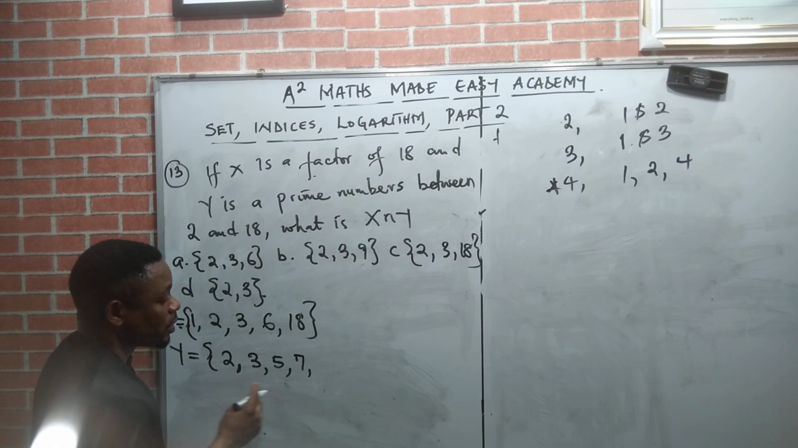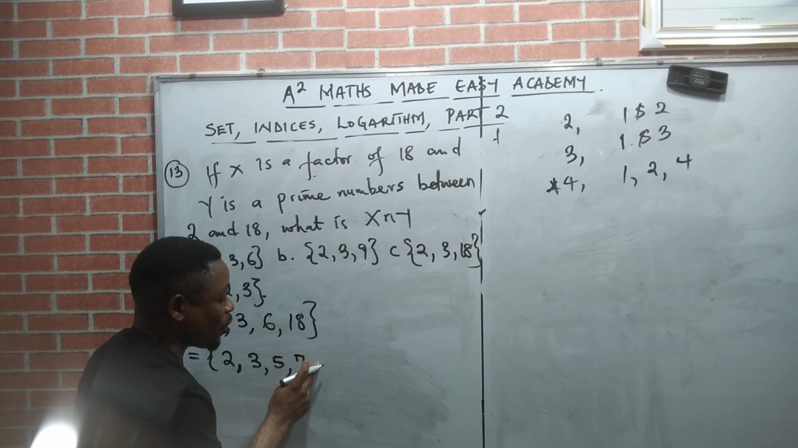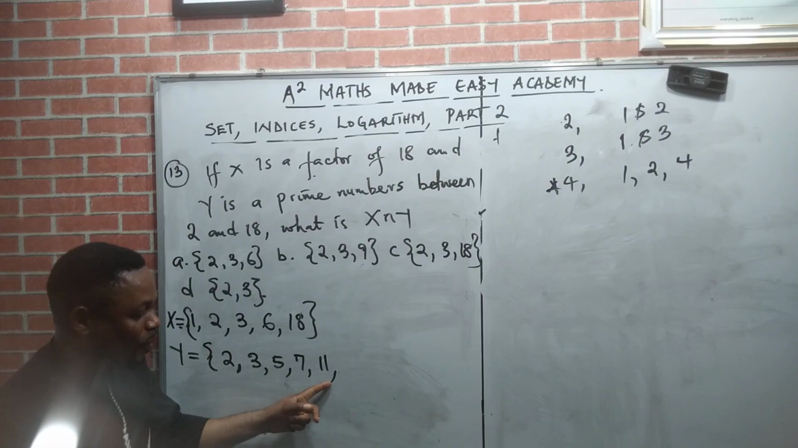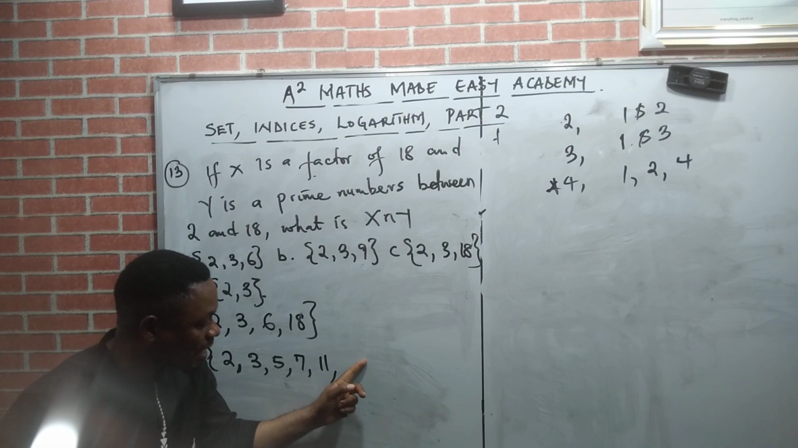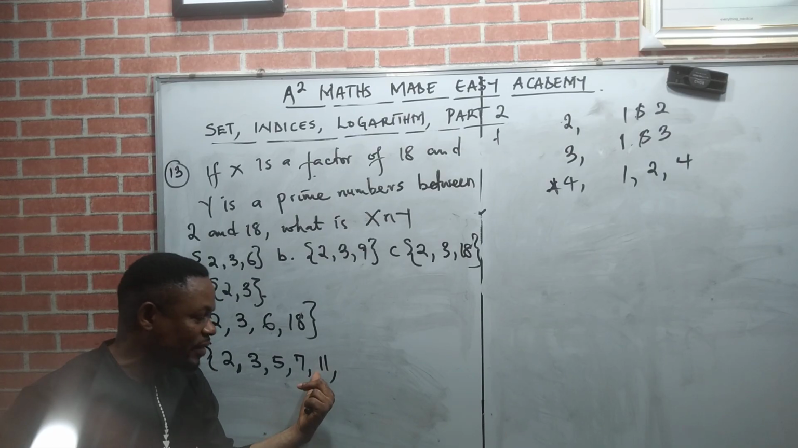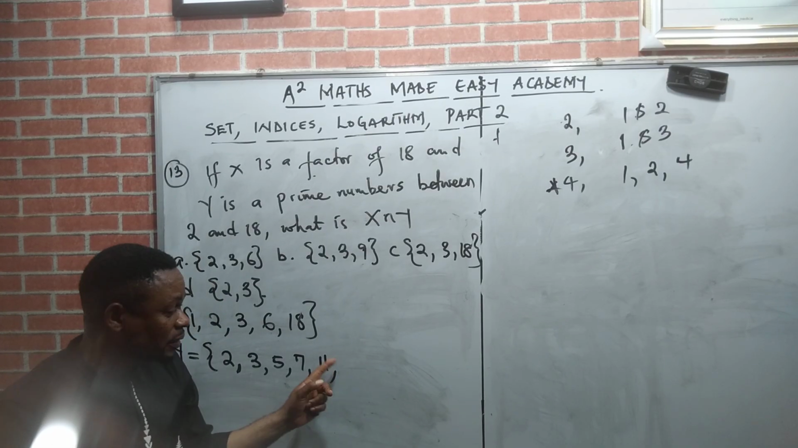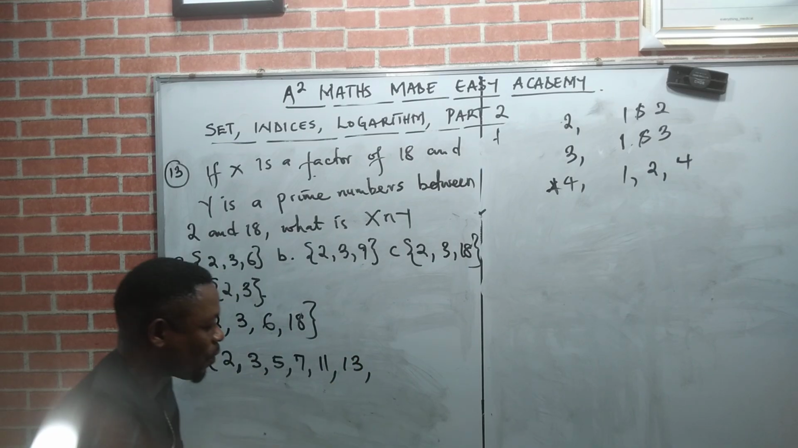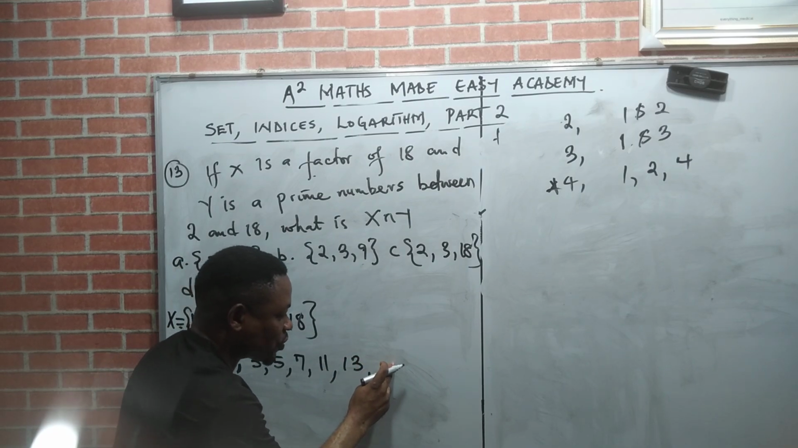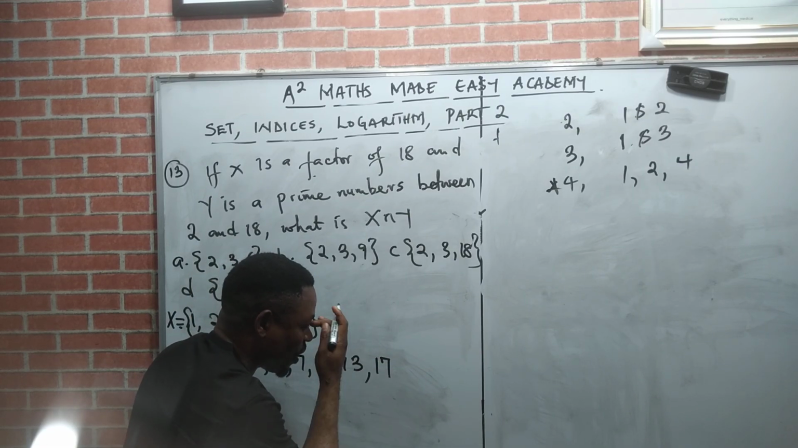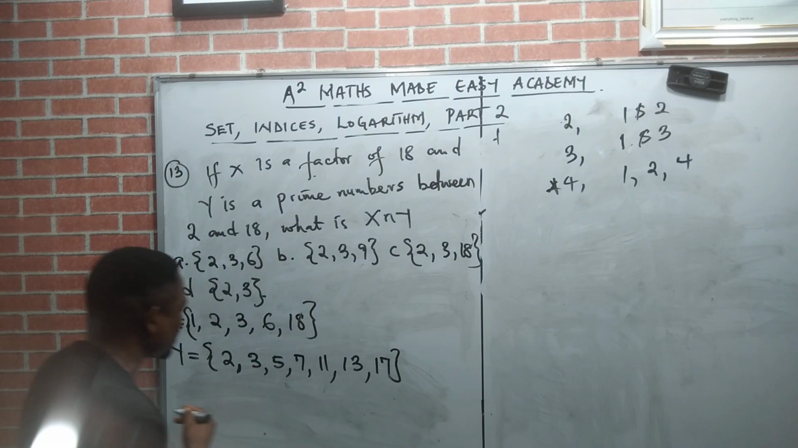Are you with me now? Then what again? 8 is not a prime number. 9 is not. 10 is not. But 11 is a prime number because it only has itself and 1. So 11 can only be divided by 1 and itself. Then 12 is not a prime number. 13 is also a prime number. 14 is not. 15 is not. 16 is not. Finally, 17 is also a prime number.